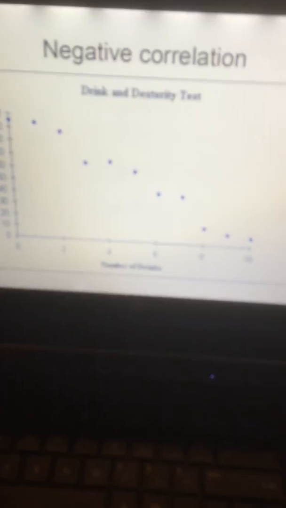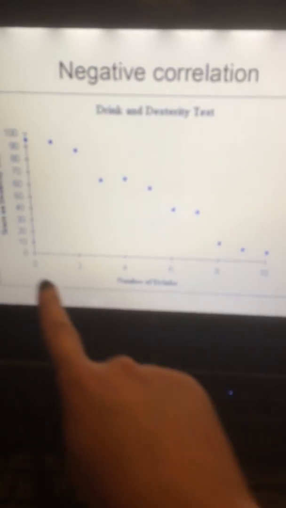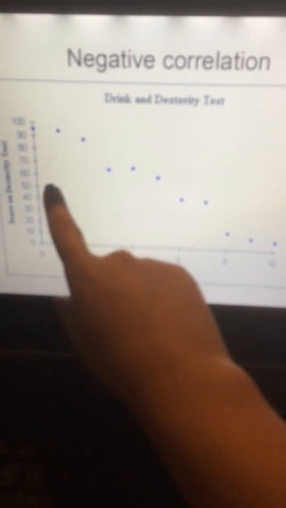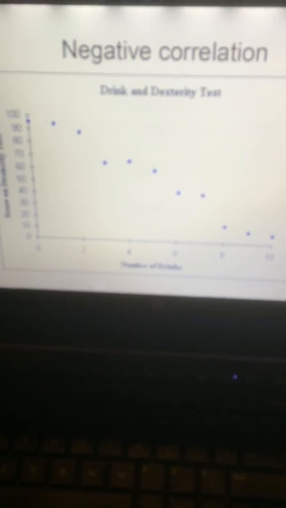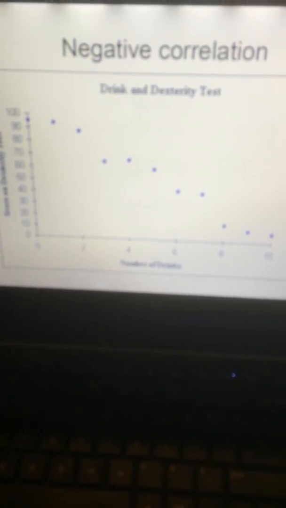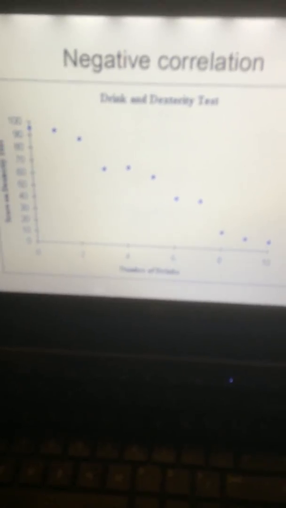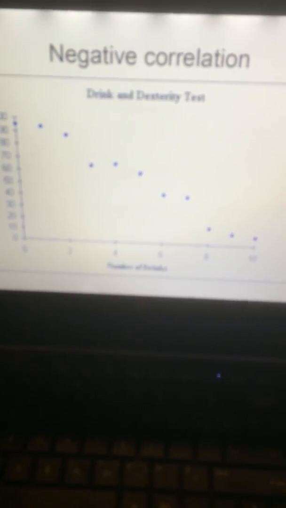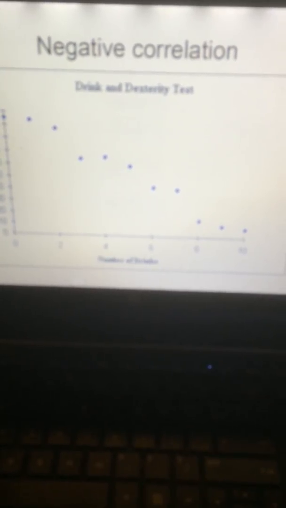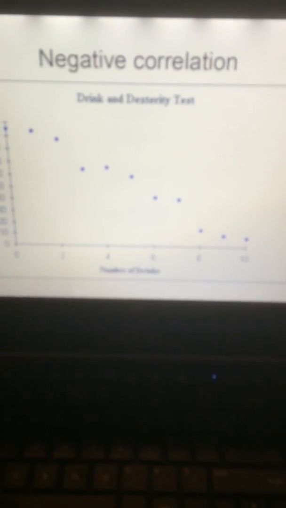Now, drinking and dexterity tests. I'm sorry this is a little blurry, you guys. The higher the number of drinks, the worse you'll score on a dexterity test. Let's say you have 2 drinks. Well, there might be a third variable here, right? People with higher tolerance for alcohol tend to do better on dexterity tests when they've been drinking, especially just a little bit. So arguably, the more and more you drink, the less and less you'll score on a dexterity test.